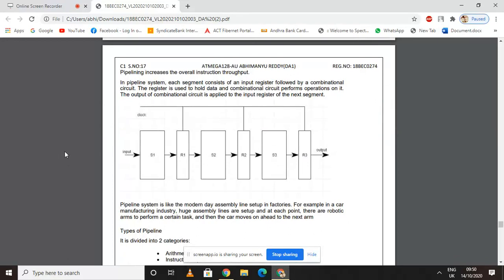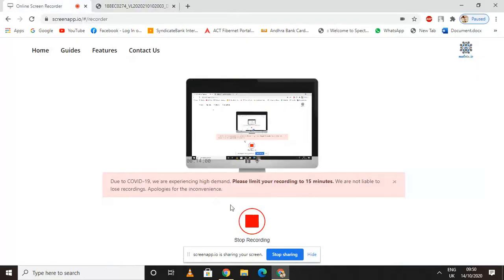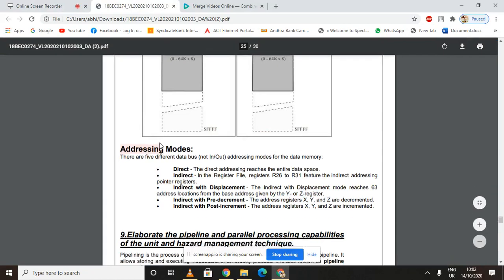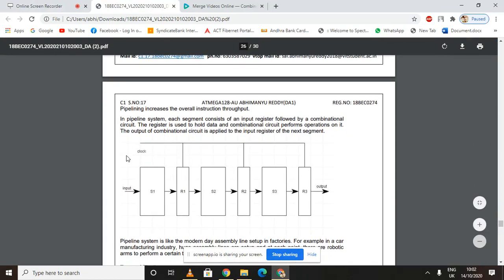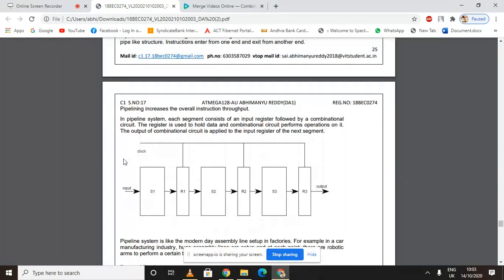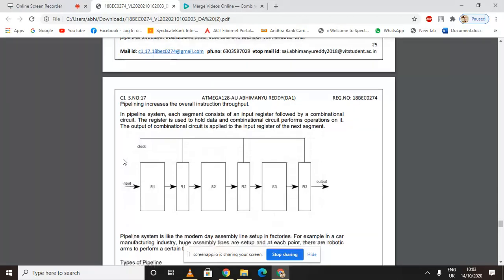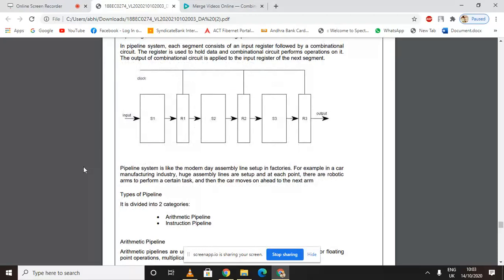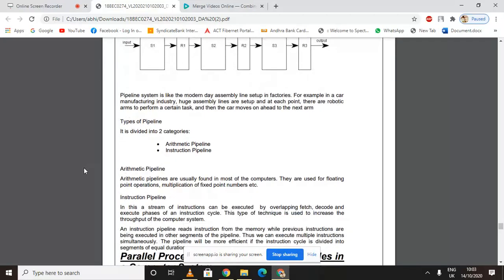Pipelining increases the overall instruction throughput. In a pipeline system, each segment consists of an input register followed by a combinational circuit. The register is used to hold data and the combinational circuit performs operations on it. The output of the combinational circuit is applied to the input register of the next segment. So this is basically a basic block diagram. A pipeline system is like the modern-day assembly line setup in factories, for example car manufacturing industries or huge assembly lineups like that, where there are robotic arms to perform a certain task.